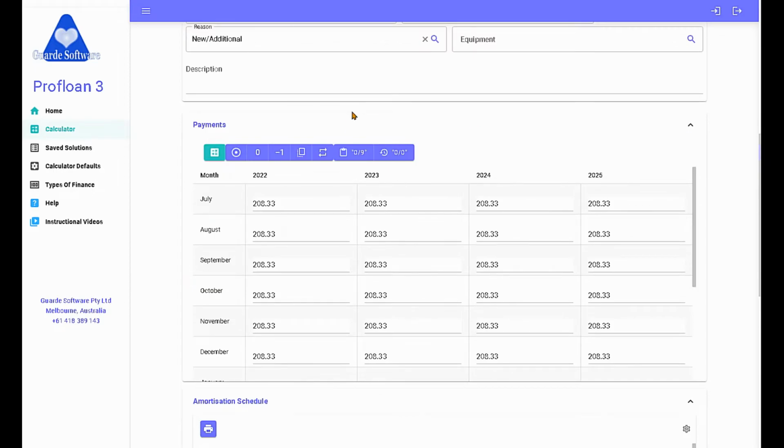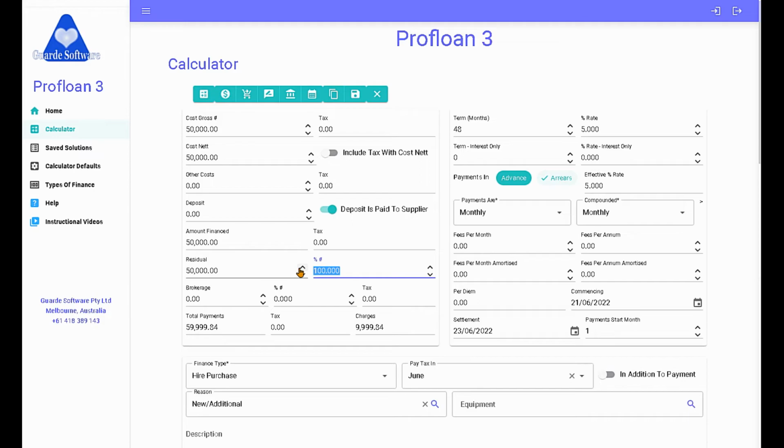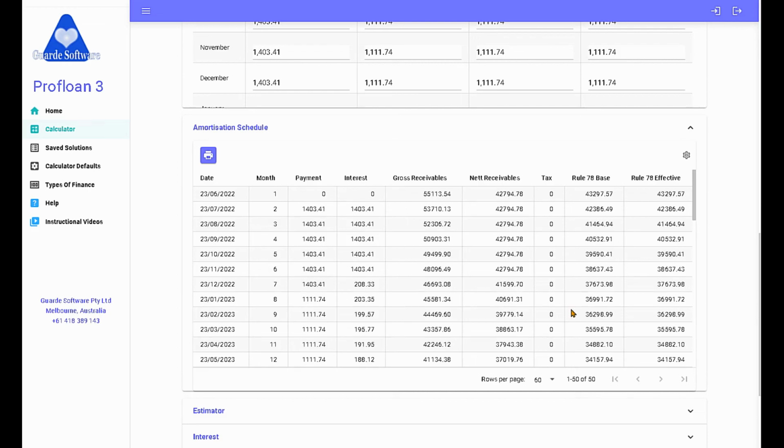Now consider the client requiring interest only for the first 6 months of the contract. Enter the interest only term and the interest only rate. Any loan structure is permissible for the principal and interest component of the solution. Hit the calculate button. Once again, the amortization schedule is proof of solution.